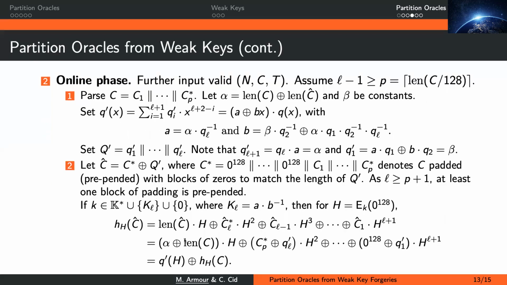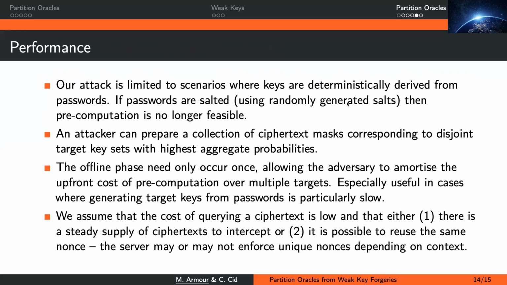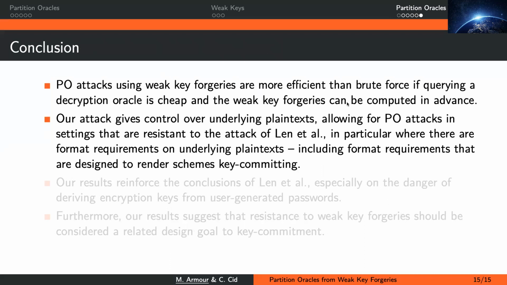And if I go back, by construction, this beta is just any constant. So it's possible to specify what that beta is, which means that we have control over the first block of the underlying plaintext. That's actually very nice. And it means that our attacks are valid in settings that are resistant to the attack of limit L, in particular, where there are format requirements on underlying plaintexts, including format requirements that are designed to render schemes key committing.